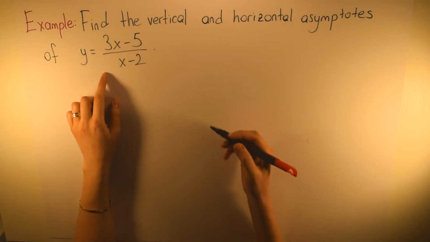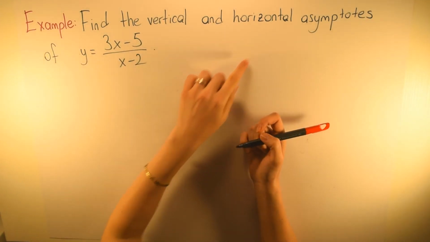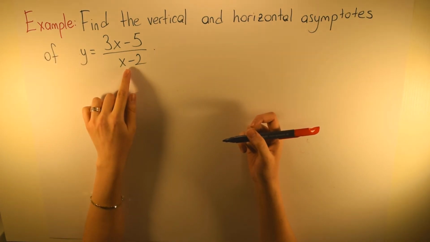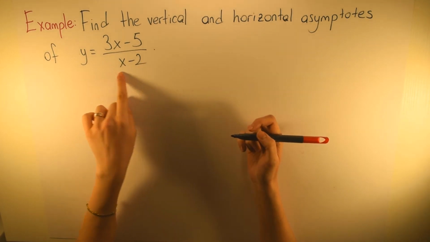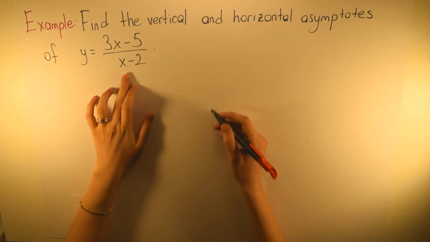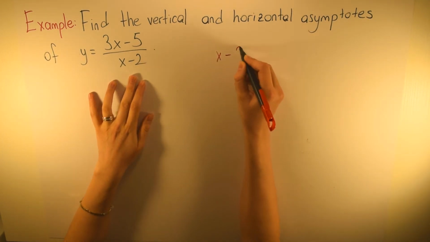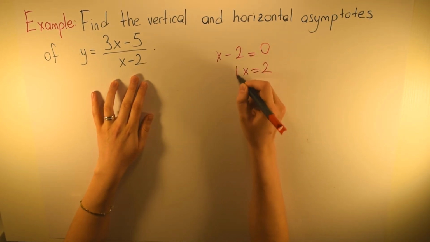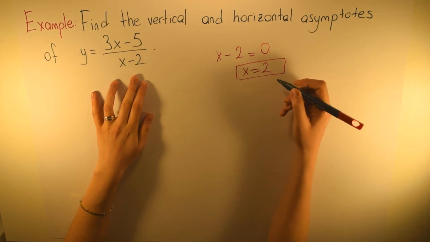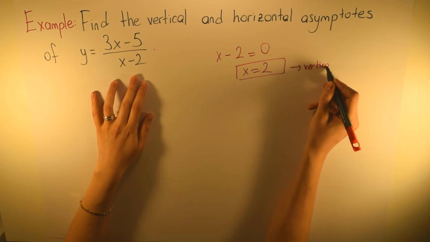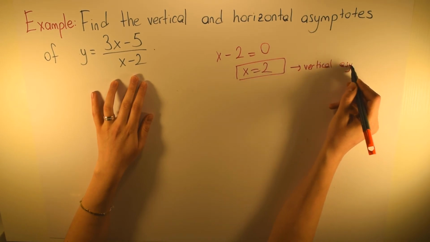In this example, we have to find the vertical and horizontal asymptotes of y is equal to 3x minus 5 over x minus 2. First, I know that the value that makes the denominator equal to 0 is our vertical asymptote, right? So let's do that. x minus 2 is equal to 0, so x is equal to 2. This 2 is our vertical asymptote, okay?